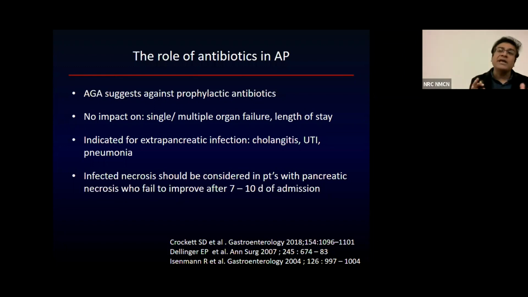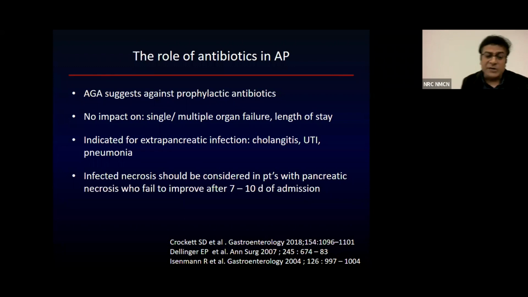If it's not doing any harm, even then you can think of giving it. But they have got no role in single or multiple organ failure. They have got no role in decreasing the duration of stay. In fact, there are studies which show that giving these can lead to increased risk of organ failure. So that is a problem.